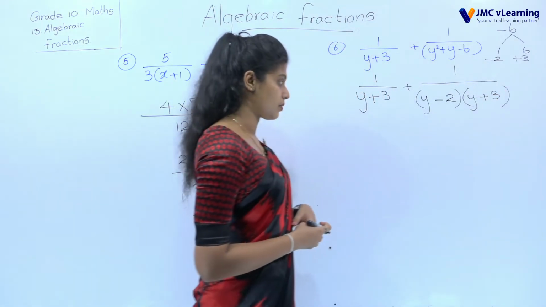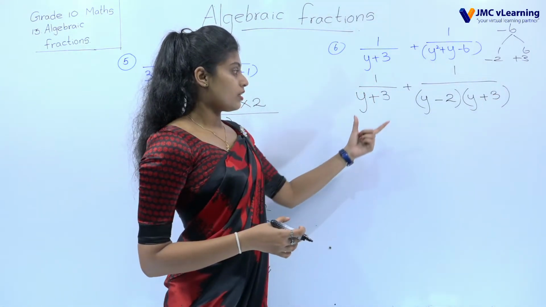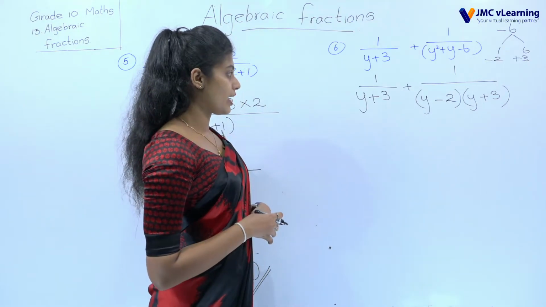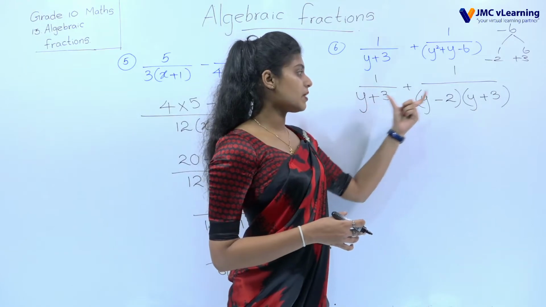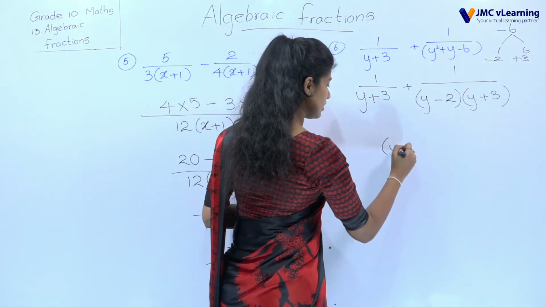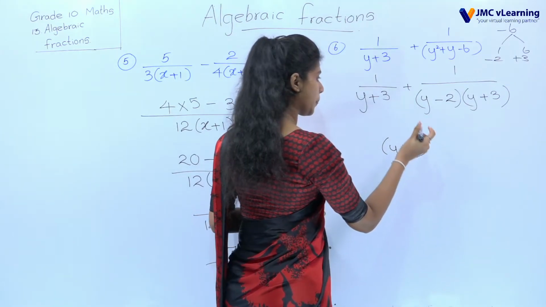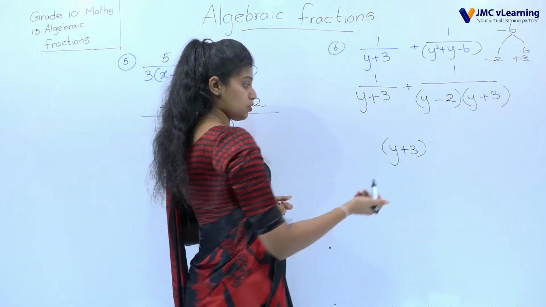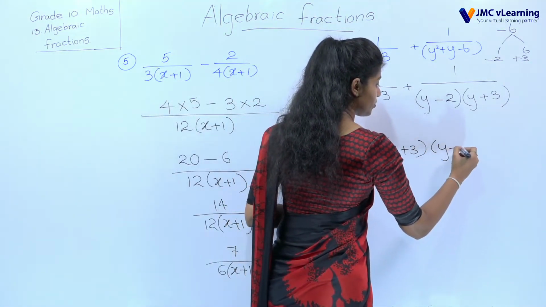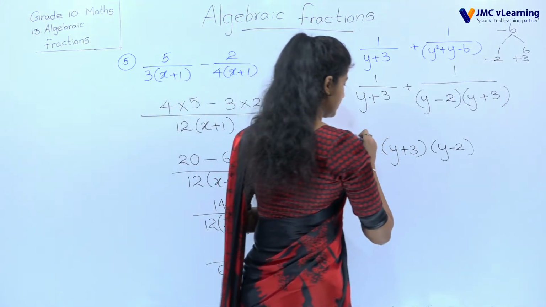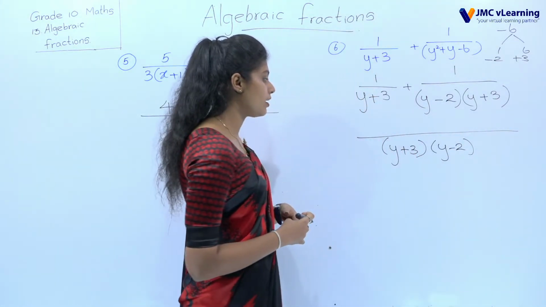These are the factors. Now let's take the common denominator of these two fractions. Here y plus 2 is common denominator to both. Put y plus 3. But here y minus 2 also left. So y minus 2 also you have to take as the common denominator. Then let's make the numerator part.